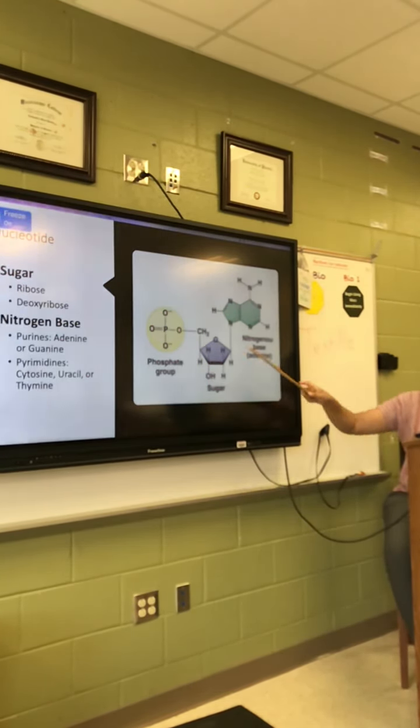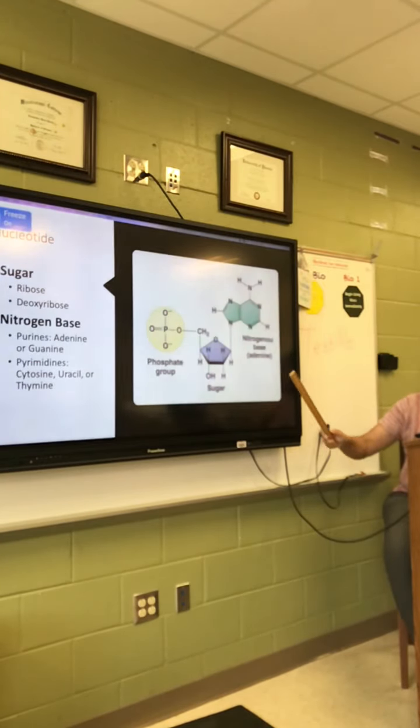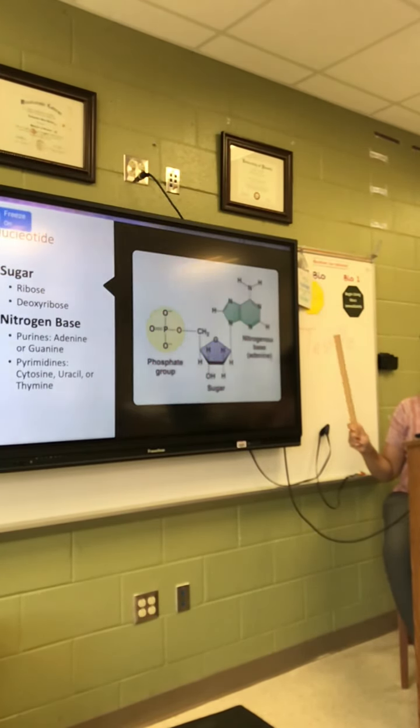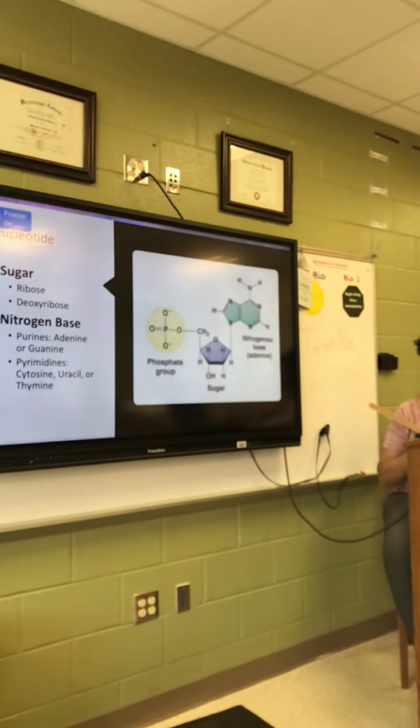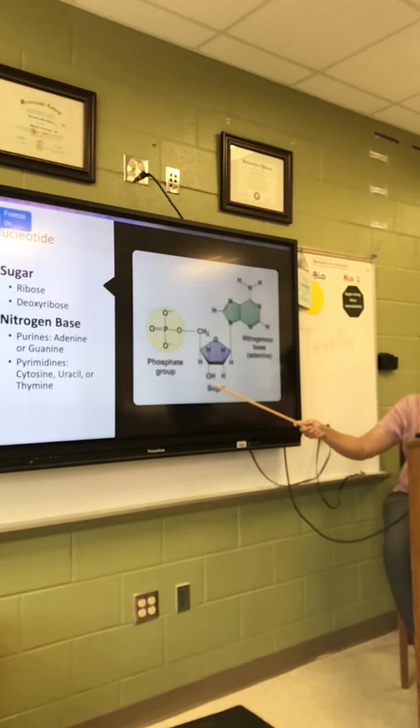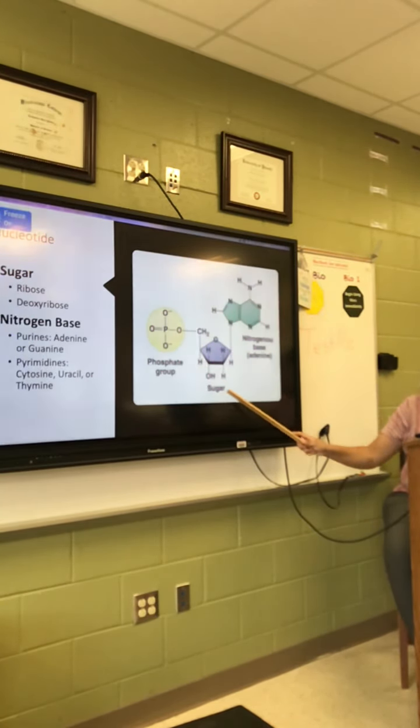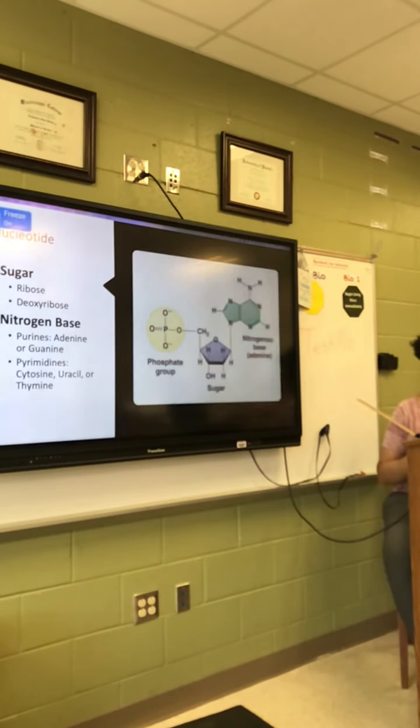Now this image can flip. So don't say, well, it's phosphate on the left and nitrogen on the right. It can be drawn with nitrogen on the left and phosphate on the right. What matters is that you know that the phosphate is on one side and the nitrogen base is on the other side. And in the middle, we have a 5-carbon sugar. Does anybody know the prefix for 5? Penta, right? And what do most sugars end in? Ose. So this is called a pentose. This is a 5-carbon sugar called a pentose. Pent for 5, ose for sugar. There's a phosphate group, and there's a nitrogenous base. That's the basic structure of a nucleotide.